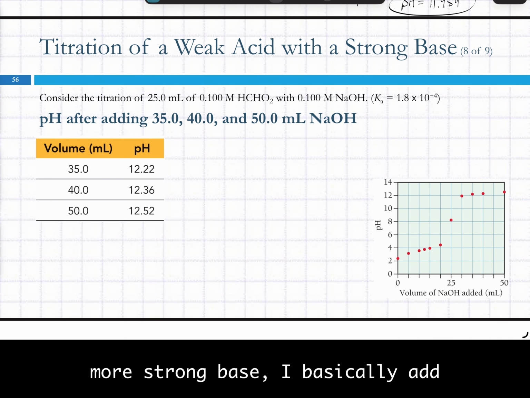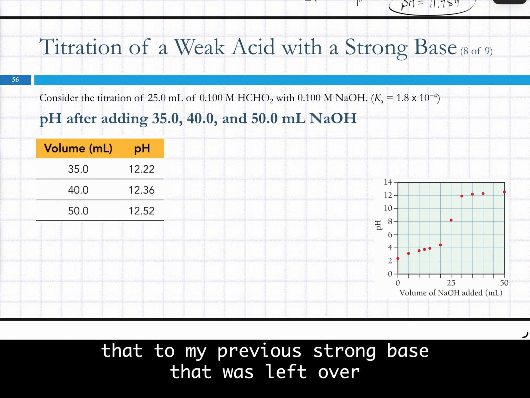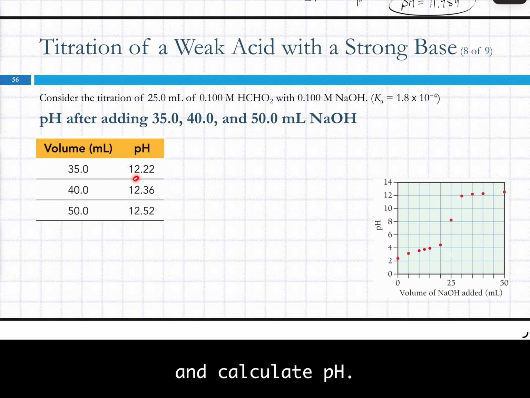So every time I add more strong base, I basically add that to my previous strong base that was left over and calculate pH again. So calculate pOH, then pH.